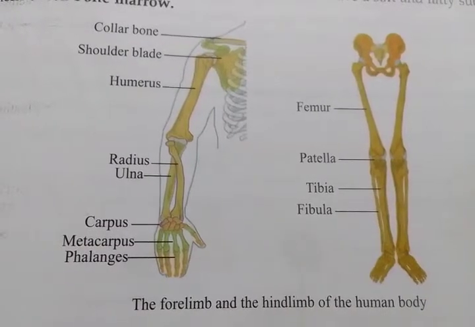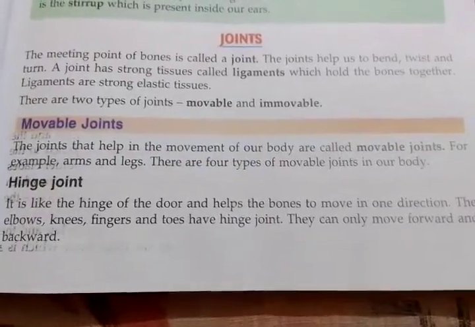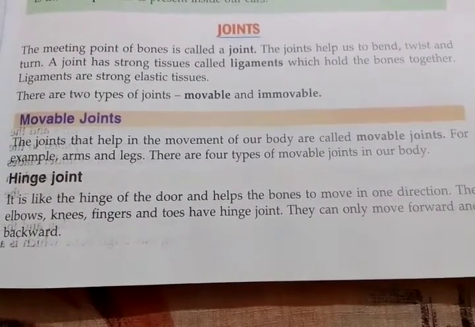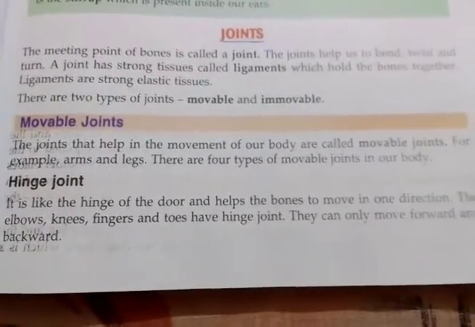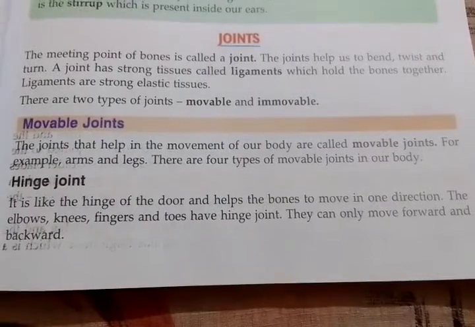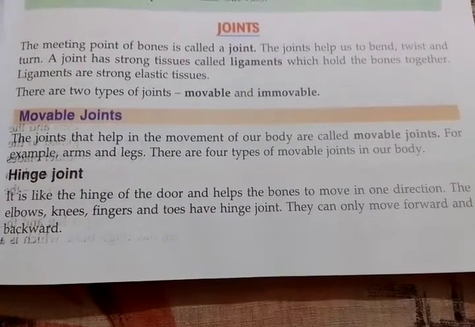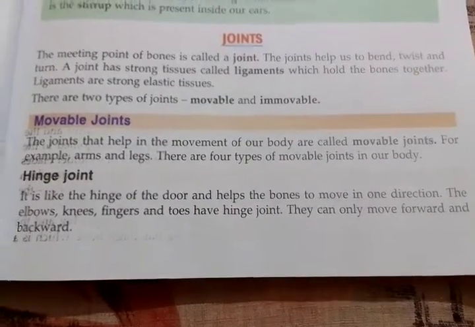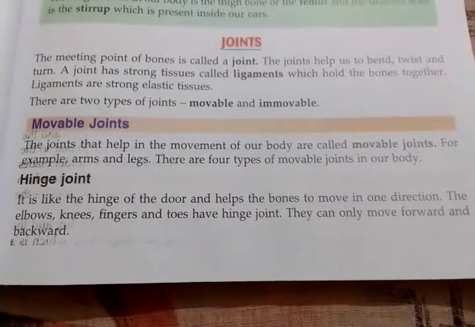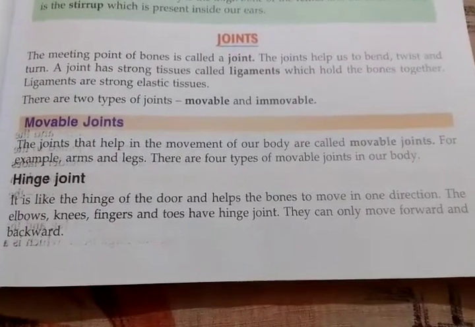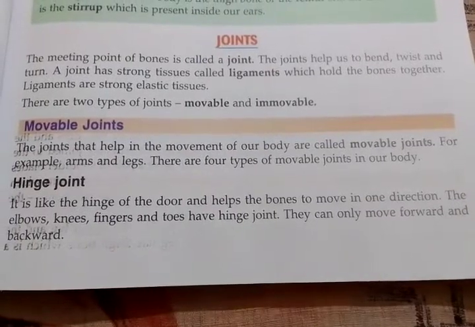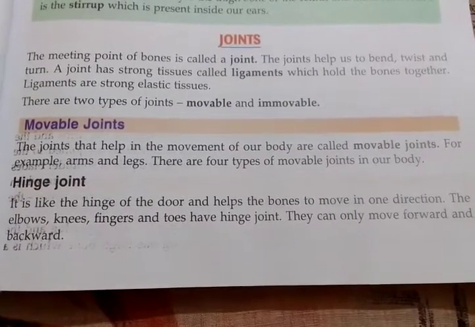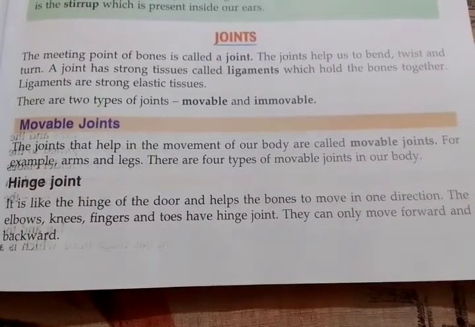Next are joints. The meeting point of bones is called a joint, and the joints help us to bend, twist and turn. A joint has strong tissues called ligaments. There are two types of joints, movable and immovable. The joints that help in the movement of our body are called movable joints. There are 4 types of movable joints in our body. Firstly, hinge joint. It is like the hinge of a door and helps the bones to move in one direction. Elbows, knees, fingers and toes have hinge joints. Clear?